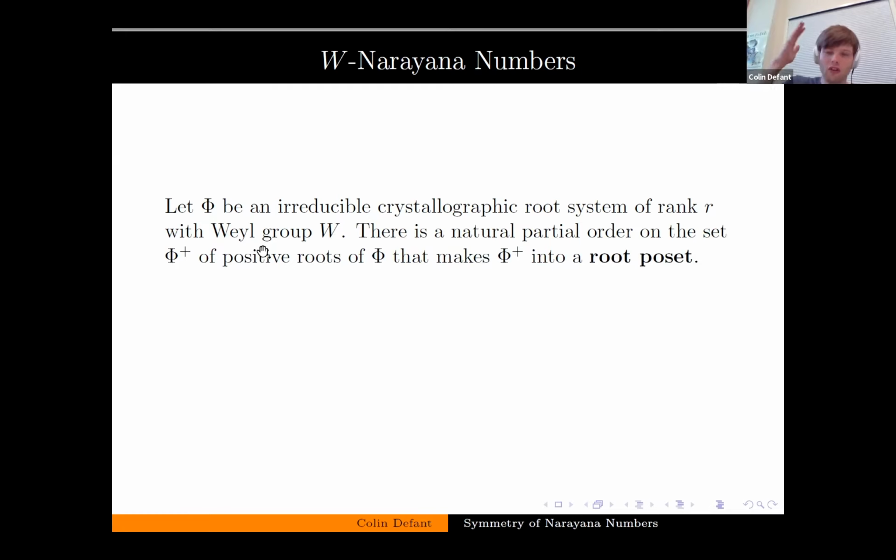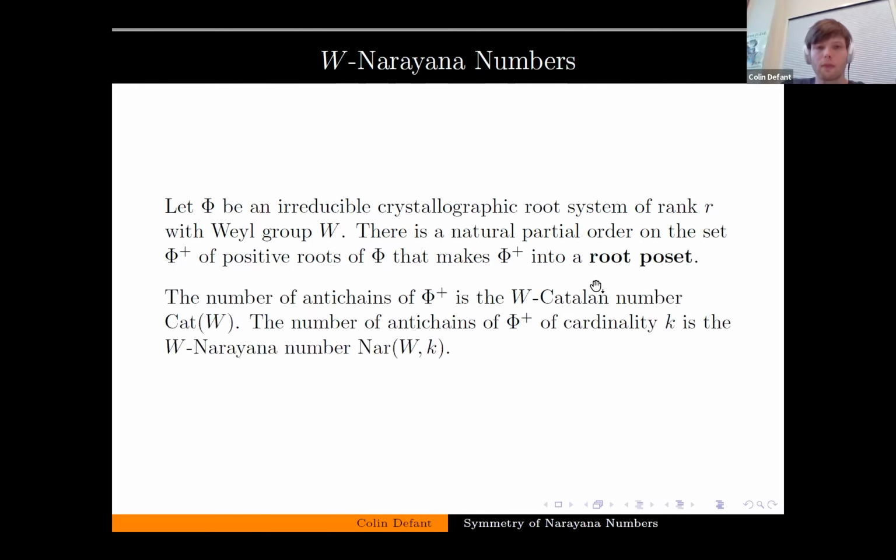And if you draw just an arbitrary hyperplane through the origin, which doesn't intersect any of the roots, that'll separate your roots into the positive roots and the negative roots. I'll let Φ+ be the set of positive roots. And there's a natural way of defining a partial order on the positive roots, which makes it into something called the root poset. I won't give the actual definition, but again, I'm going to give you some pictures on the next slide that you can think in terms of.